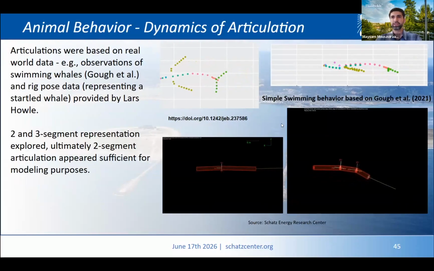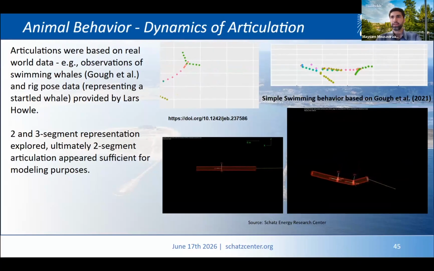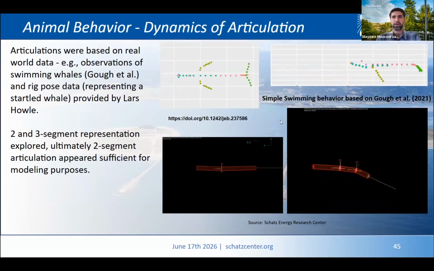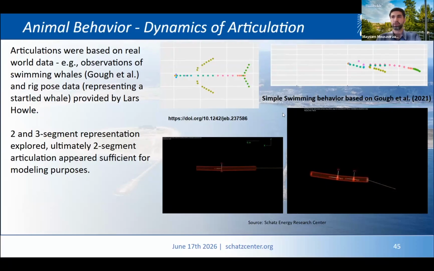The articulation was based on real-world observations of swimming animals and available motion data representing startled behaviors. We tested both 2-segment and 3-segment representations, as you can see in those two videos. And ultimately, the 2-segment model appeared sufficient for the purposes of this project. That provided a useful engineering trade-off, as we want enough fidelity to capture the important dynamics, but not so much complexity that the simulations become too expensive or unstable for large run sets.